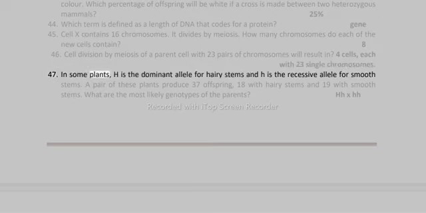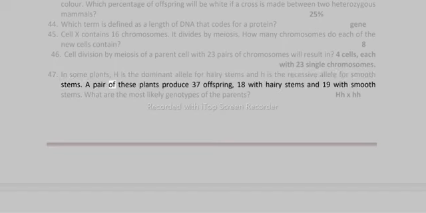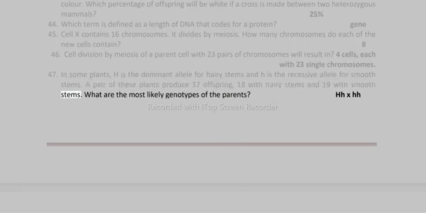47. In some plants, H is the dominant allele for hairy stems and h is the recessive allele for smooth stems. A pair of these plants produce 37 offspring, 18 with hairy stems and 19 with smooth stems. What are the most likely genotypes of the parents? Hh x hh.